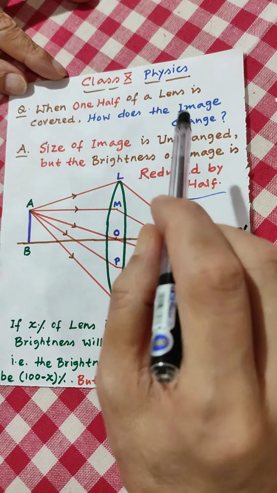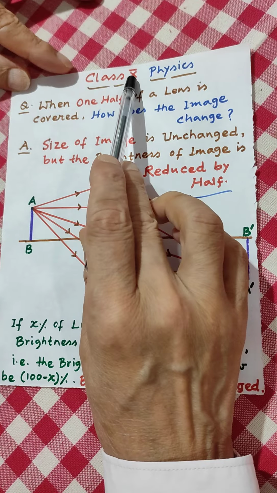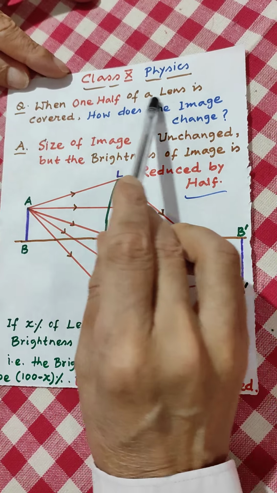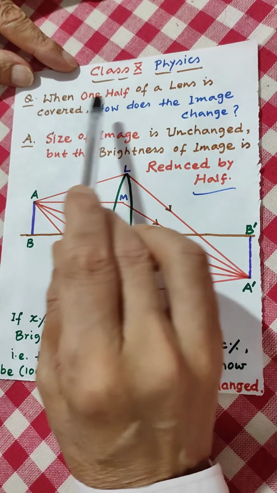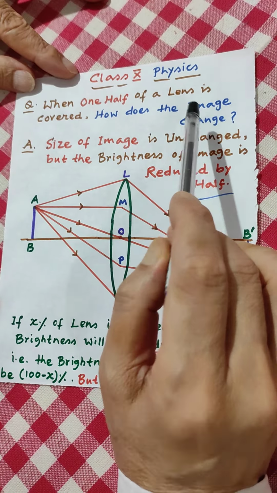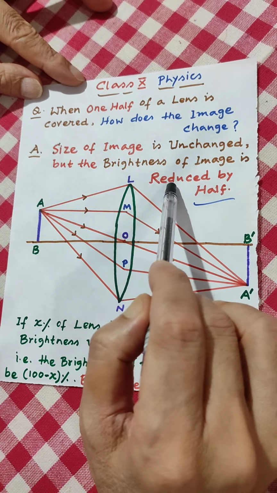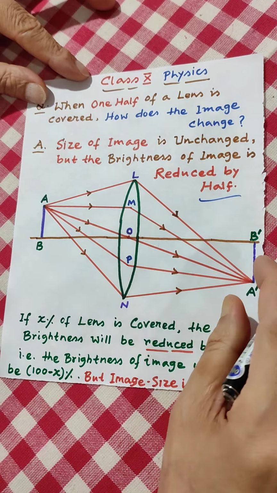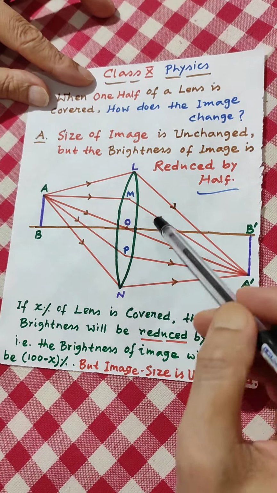My dear students, today I am going to discuss physics of class 10. There is a very important question. When one half of a lens is covered, how does the image change? And the answer is, the size of the image remains unchanged, but the brightness of the image is reduced by half. How does it happen? Let me now explain.